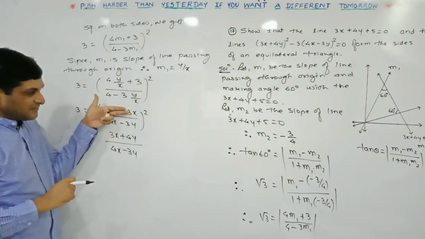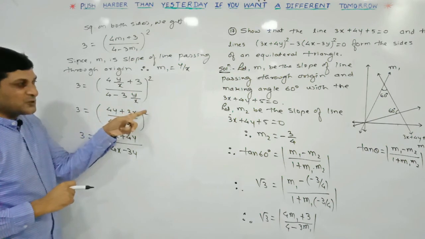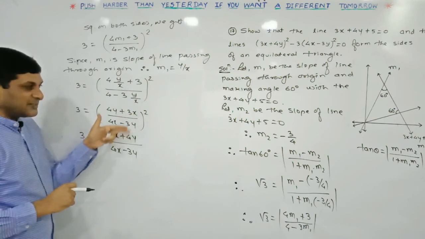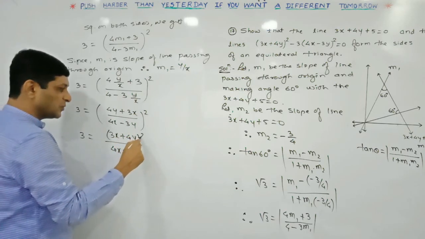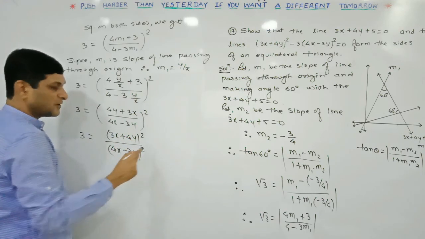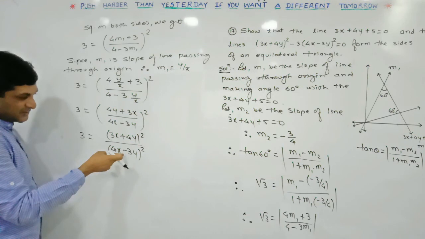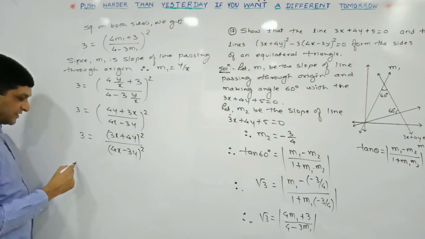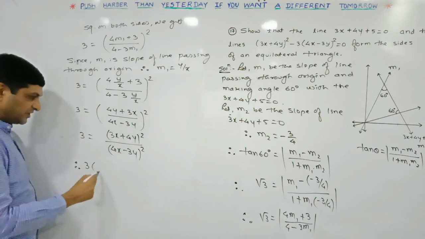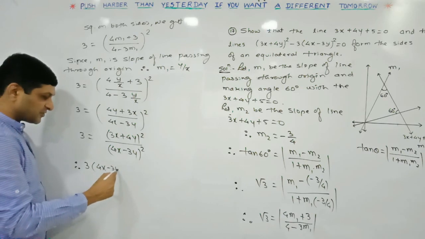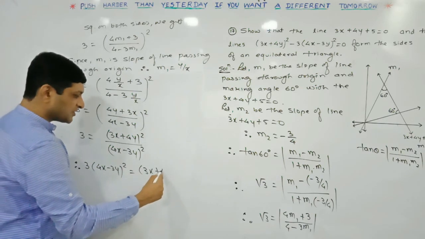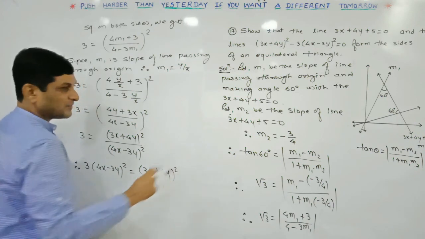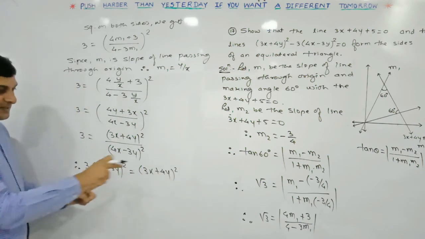So this term is in the form of a upon b raised to power m, which can be written as a raised to power m upon b raised to power m. What is the value of m here? 2. Here we are just simply applying the laws of exponents. So this term will get multiplied on this side. On this side we will get 3 into (4x minus 3y) whole bracket squared is equal to (3x + 4y) whole bracket squared. Now we have got the equation.